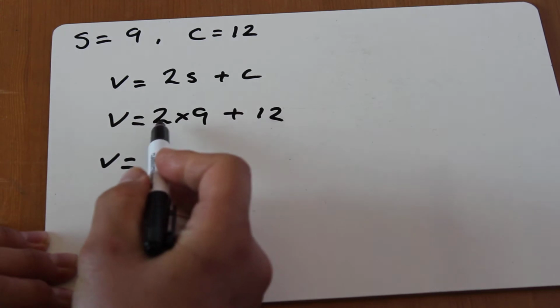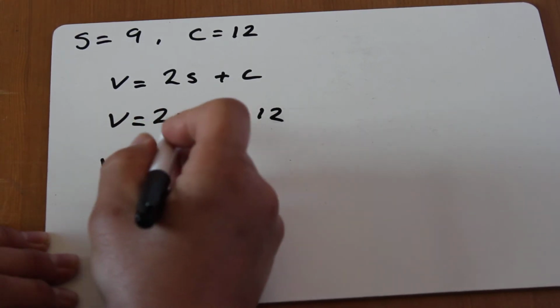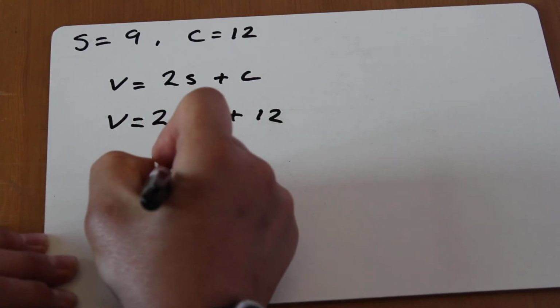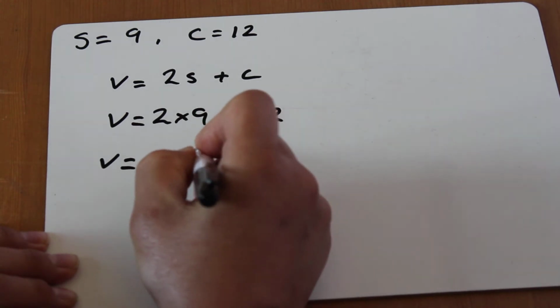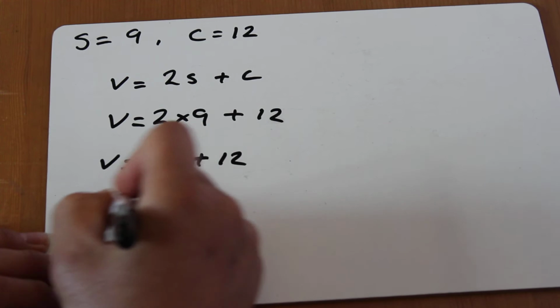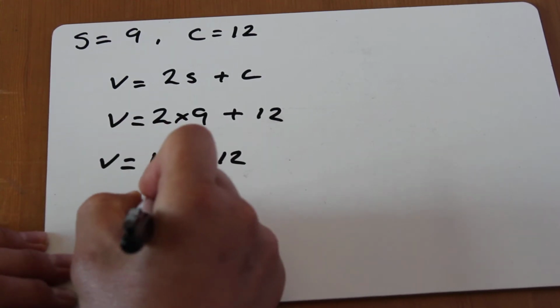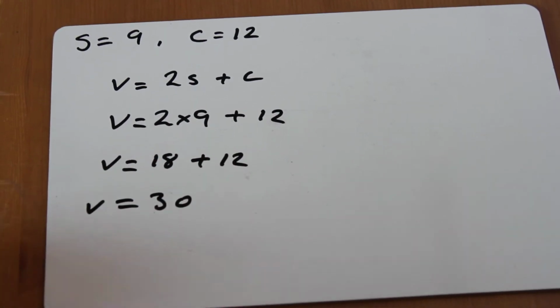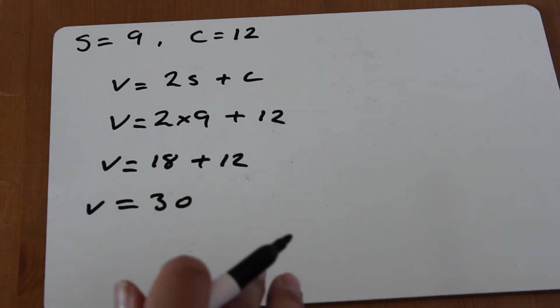Then the next thing I do is I just work out each section. So 2 times 9 is 18, and nothing happens to the 12. So then I have 18 plus 12, which is going to give me 30. So on that one, V is equal to 30.